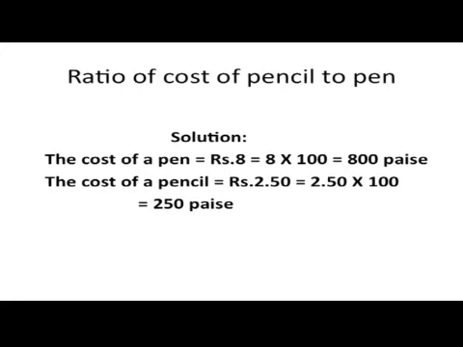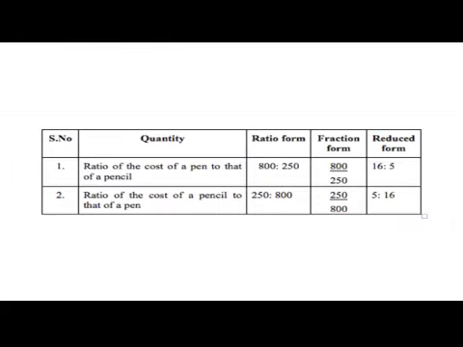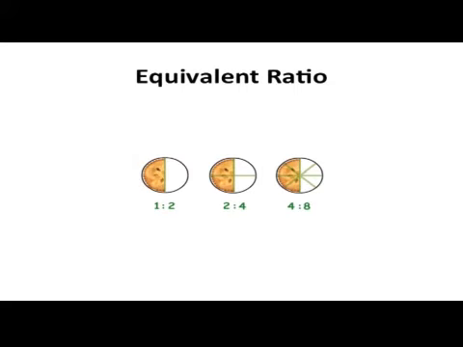The cost of a pen is equal to rupees 8, that is 8 rupees into 100 is equal to 800 paise. The cost of a pencil is equal to rupees 250, that is 250 into 100 is equal to 25000 paise. The ratio of the cost of a pen to that of a pencil is equal to 800 divided by 250, that is equal to 16:5. Ratio of the cost of a pencil to that of a pen is 250 divided by 800, that is equal to 5:16.